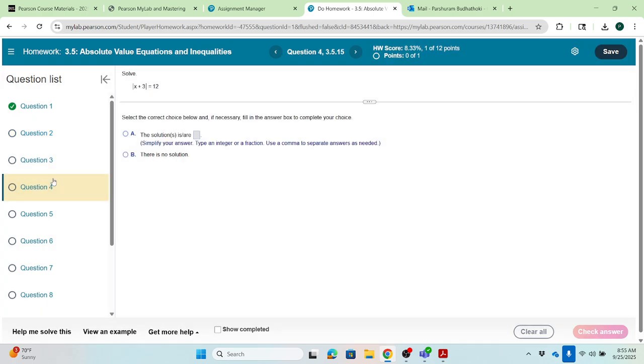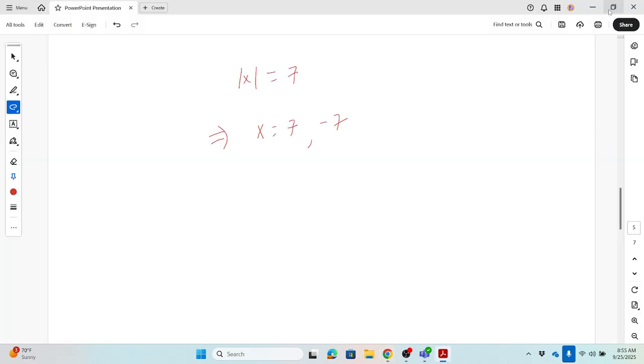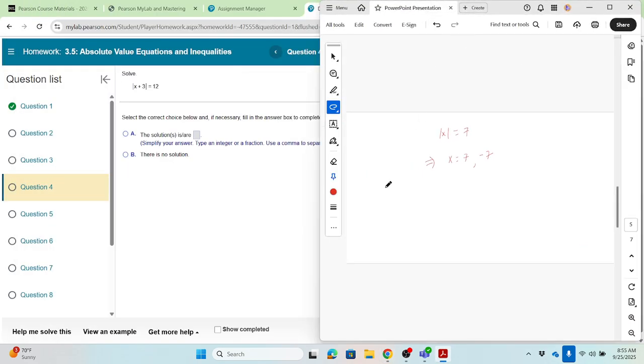Let's see this one. Let's say the absolute value of x plus 3 is 12. So that is also a positive number. As you can see here, the absolute value of x plus 3 equals 12. You have to break this equation into two parts. One is where the absolute value part is equal to positive 12, or it may be equal to negative 12. You have two different scenarios, so you need to solve both of them.